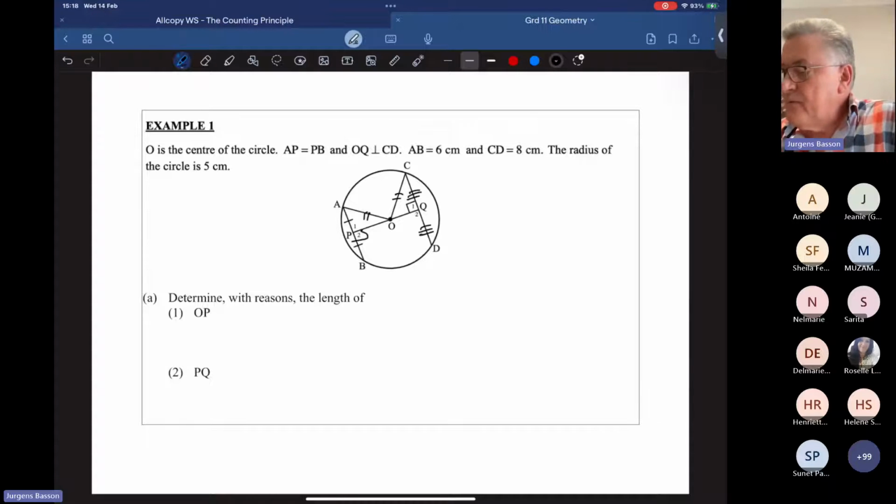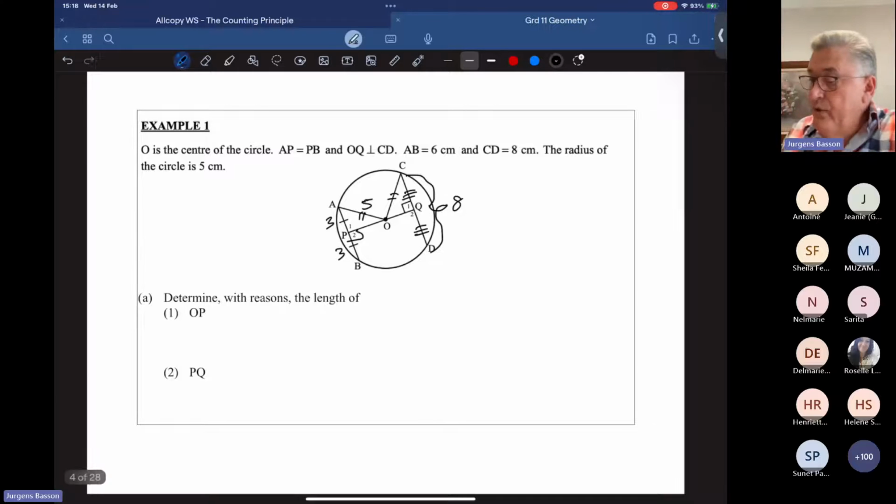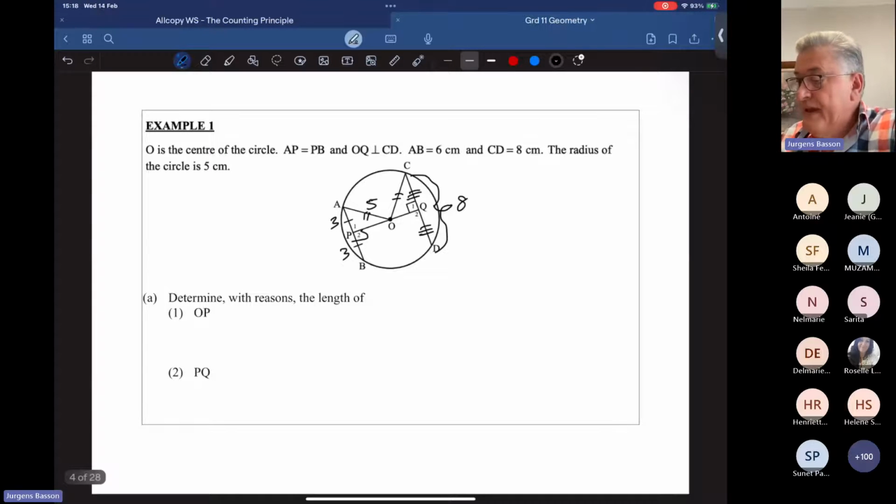Those will be equal, and that will be 90. And then they gave us some lengths, AB. AB is 6, so I think because AP is equal to PB already given, it will be 3 and 3. And CD, the whole of CD, that is 8. And the radius is 5. So we've got everything on the drawing. So now they ask us, with reasons, what is the length of OP?